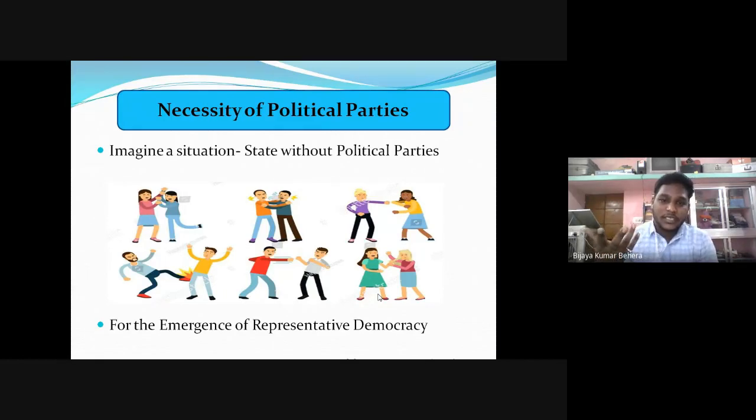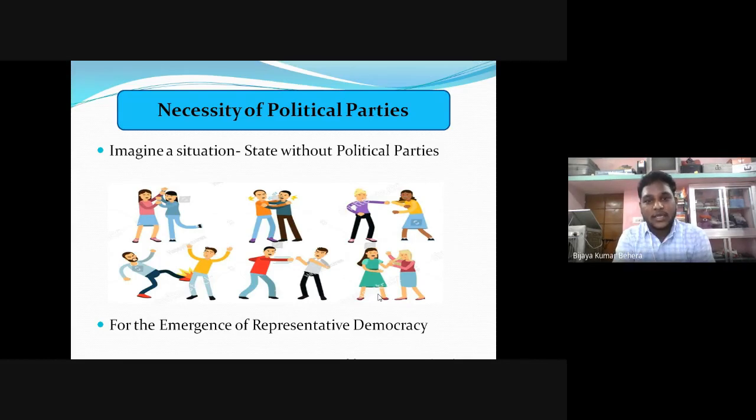Everybody wants to become the representative, everybody wants to become the ruler of that country, and they fight each other, and chaos and anarchy arise. If there is no leader, no representative, no government, then everybody wants to become the ruler. Whoever has more power will try to take control. That's why we need a political party, in order to maintain peace and security.